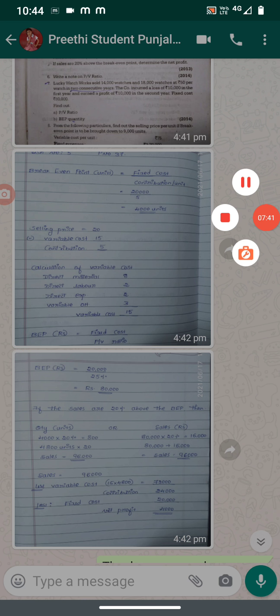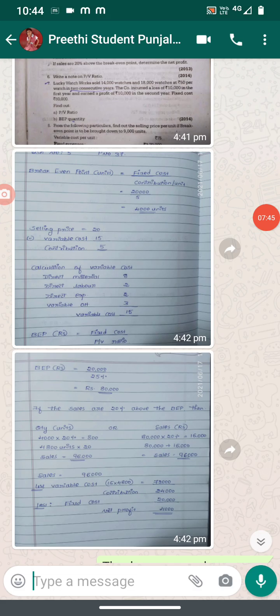This way we have to calculate break-even sales or break-even units, and here they have asked for desired profit. So we have calculated what the profit is if the sales are 20% above break-even. This is how we have solved one more problem on break-even point.